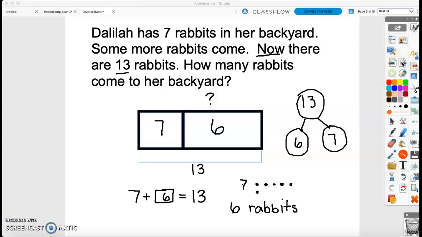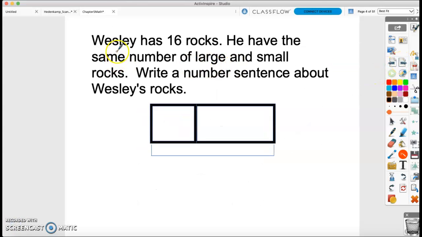All right, let's go to the next slide. Here we go. Let's read it. It says, Wesley has 16 rocks.